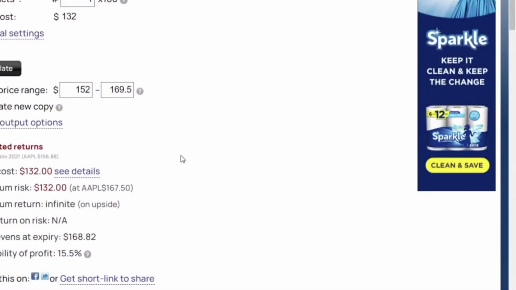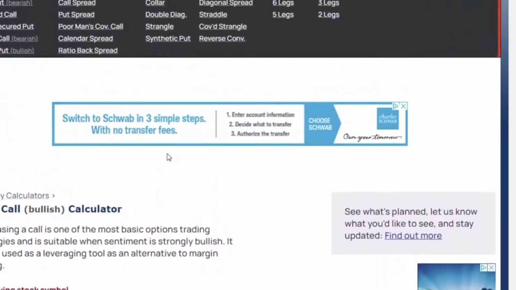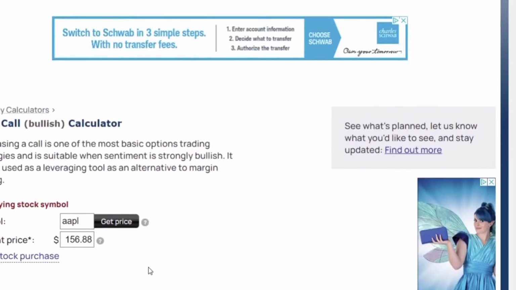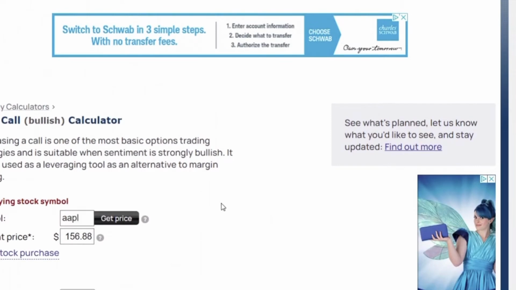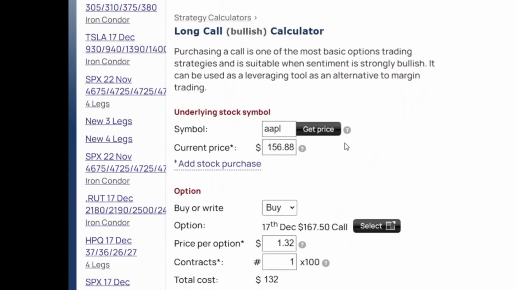Yep, should be on here. You guys see this screen over here now? Okay, so this is a calculator. It's an options profit calculator that you can use. It's really simple, okay? You can come over here and you can type in the price for Apple, hit Apple.